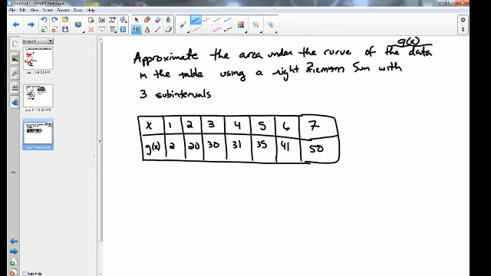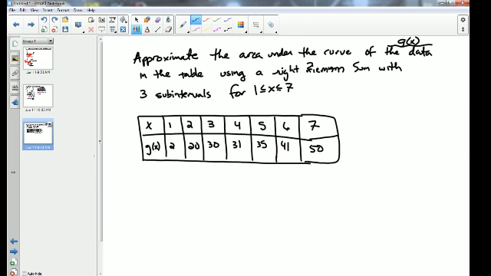But they don't always give you 0 to 6? They don't have to. They probably would. You could do that, but you don't have to because it's there. Sometimes they'll give you a table and say 1 to 4 with 3 subintervals. So yeah, we should be specific.